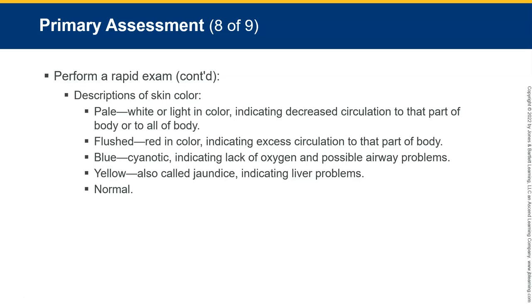The next one would be flushed. You see that it's red in color, so that indicates excess circulation to that part of the body. That's why it's flushed. Blue, also called cyanosis, indicates a lack of oxygen, and also possible airway problems. Obviously when you see somebody with a blue tint, that's not good. Then yellow, also called jaundice, indicates some liver problems, and then there's normal. So that's what we're talking about when we talk about skin color.